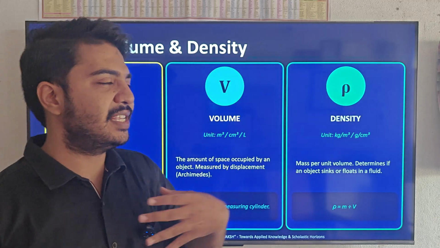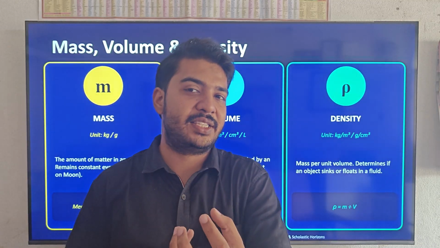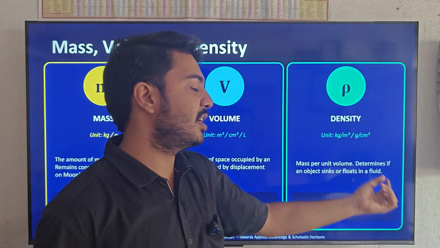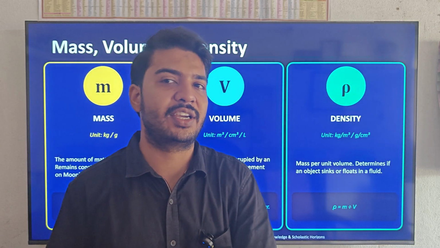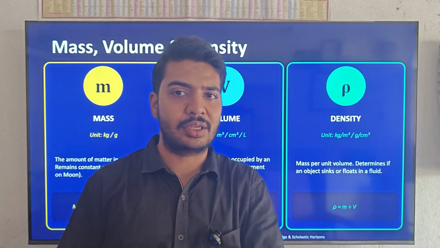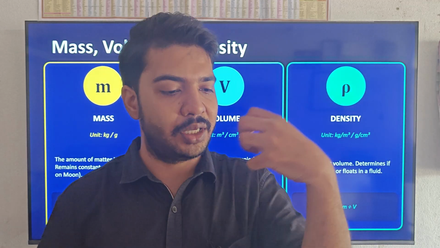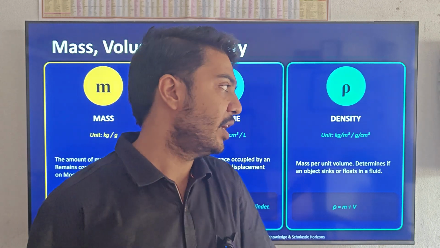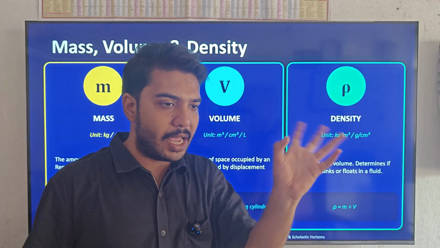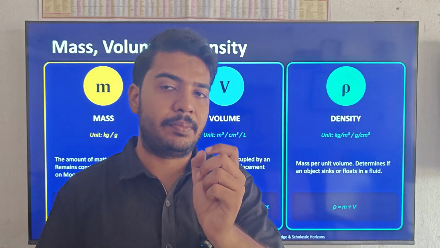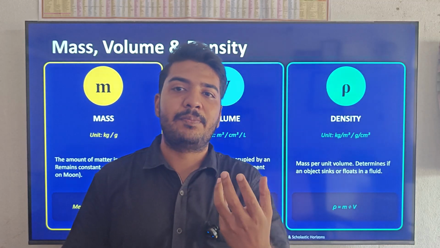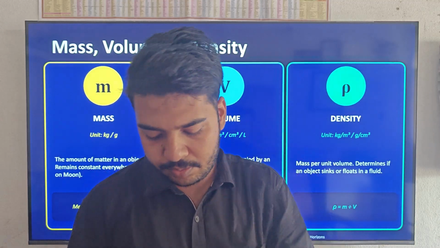Density determines if an object sinks or floats in a fluid. To remember density, I simply say it is the amount of air present inside an object. If the air is more inside an object, what happens? The object floats. If the air is less and more molecules are present in an object, the object will sink. Remember it in this way. To understand density, remember it in an opposite way: if density is more, the air present inside the object will be very less. If the density is less, then the air present inside the object is more.